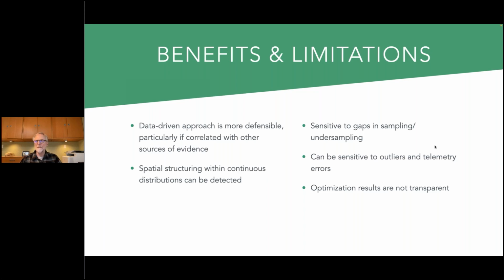There can be some sensitivity to outliers. I clean the data as best as I can, but if there's telemetry errors or say long distance movements by individuals, that can affect results somewhat, although it's fairly robust to this because this is an information theoretic approach, right? So it's not just one distant location is going to throw out the analysis. That's probably going to be ignored.